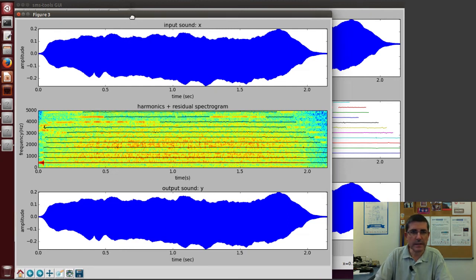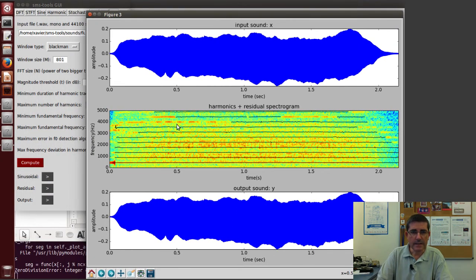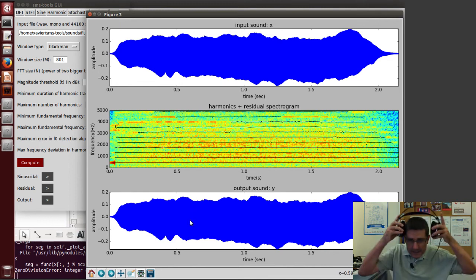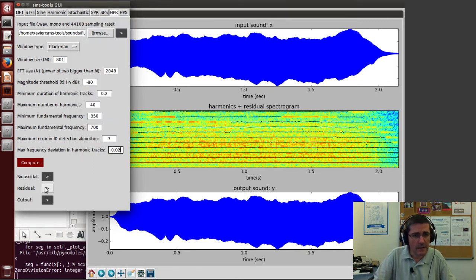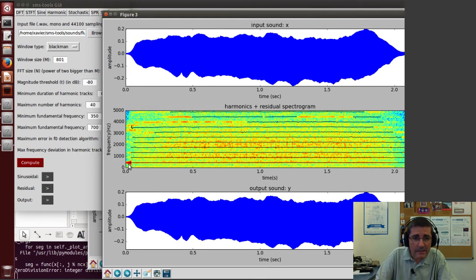Okay, so here we see the original and the harmonics, and maybe we see a few more than before, and the synthesized. So let's listen to the residual. Okay, that's a pretty nice residual. We hear the attack, and there is this red part here where during the attack this breath is clearly louder, and then it gets attenuated, and we hear a very clear breath noise throughout.